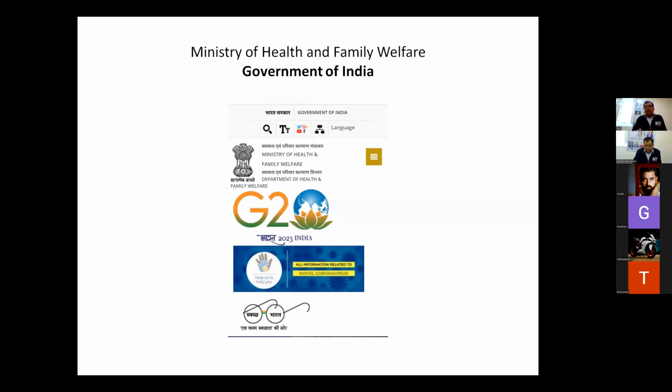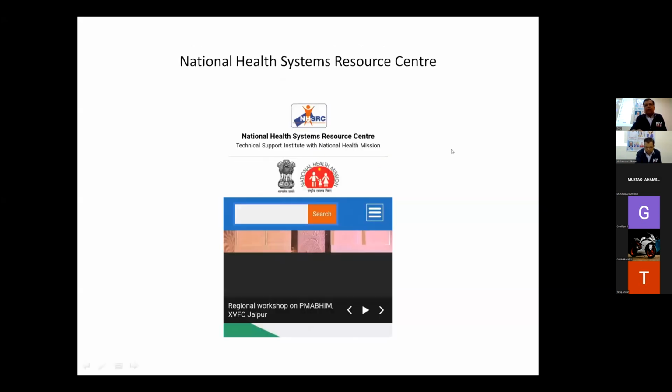So this Ministry of Health and Family Welfare in itself has plenty of data. It provides information about most of the programs, right? So if you want to know the way this ministry is contributing, you need to go to the website and find out information about the data. And then we have the National Health System Resource Center. That is again a new system developed, right? And it conducts several types of workshops. It tries to fill up the gaps in the availability of the data.